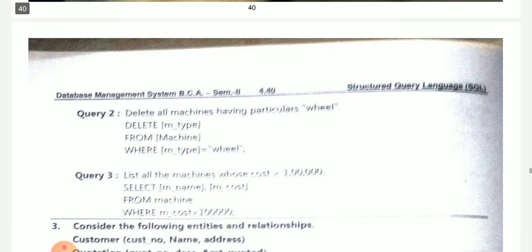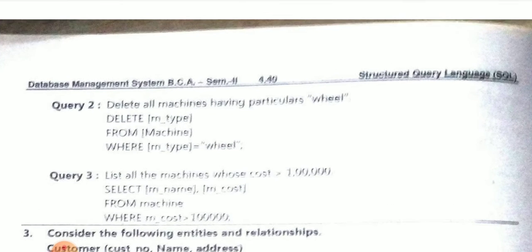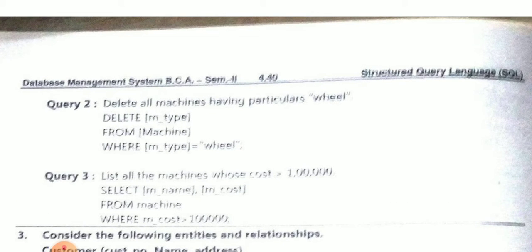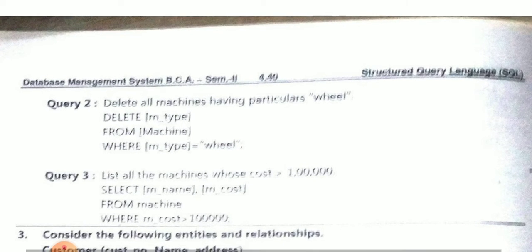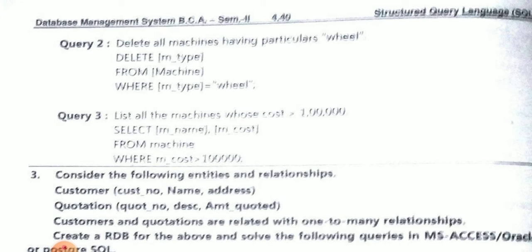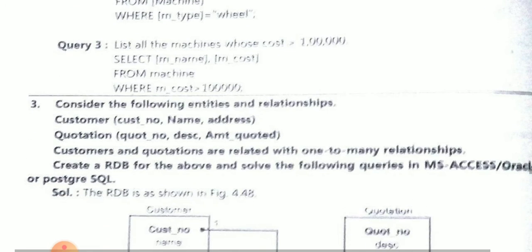List all the machines whose cost is greater than 1 lakh. Then select M name comma M cost from machine where M cost is greater than 1 lakh. Okay, this query can select the records where the machine cost is greater than 1 lakh. For this purpose select M name, that means machine name, and M cost from machines where M cost is greater than 1 lakh. Okay, now consider the following entities and relationship.